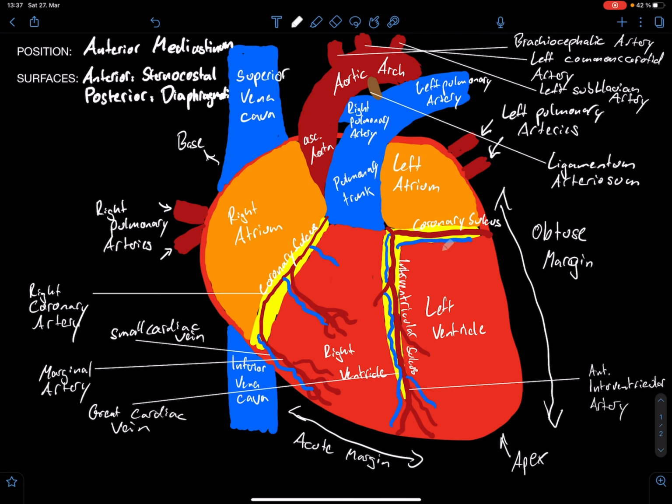Moving over to the left coronary sulcus, here we have also arteries and veins running. The artery running here is the so-called circumflex artery. Yeah, and those are basically the biggest structures of the sternocostal surface of the heart, which you should memorize and also keep in memory afterwards.